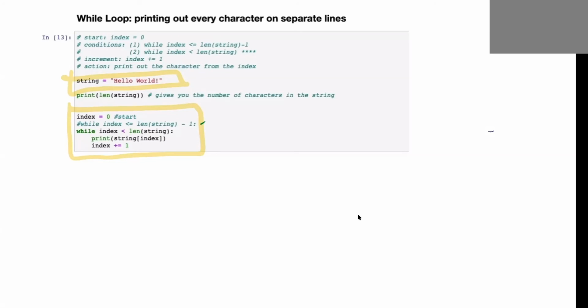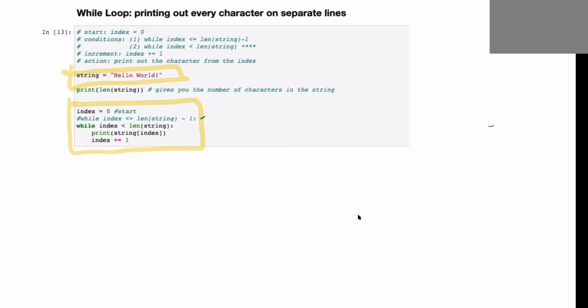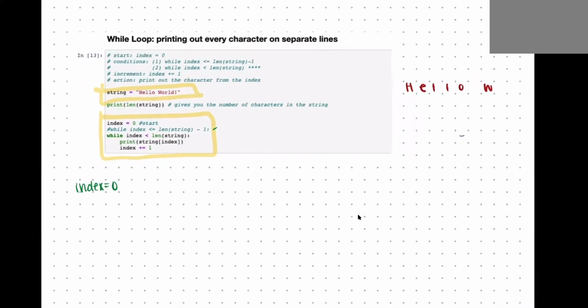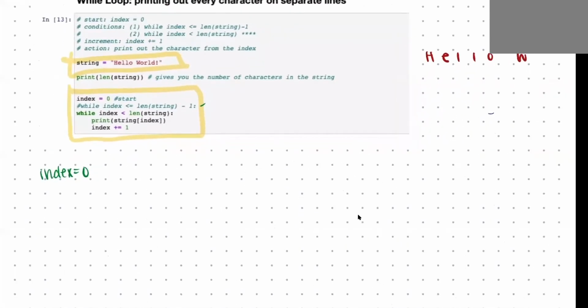Let's start with our index. Index is equal to 0. And also, let me write this out. Our string is hello world exclamation mark. Let me write this a little smaller. So this is 0, 1, 2, 3, 4, 5, 6, 7, 8, 9, 10, 11.